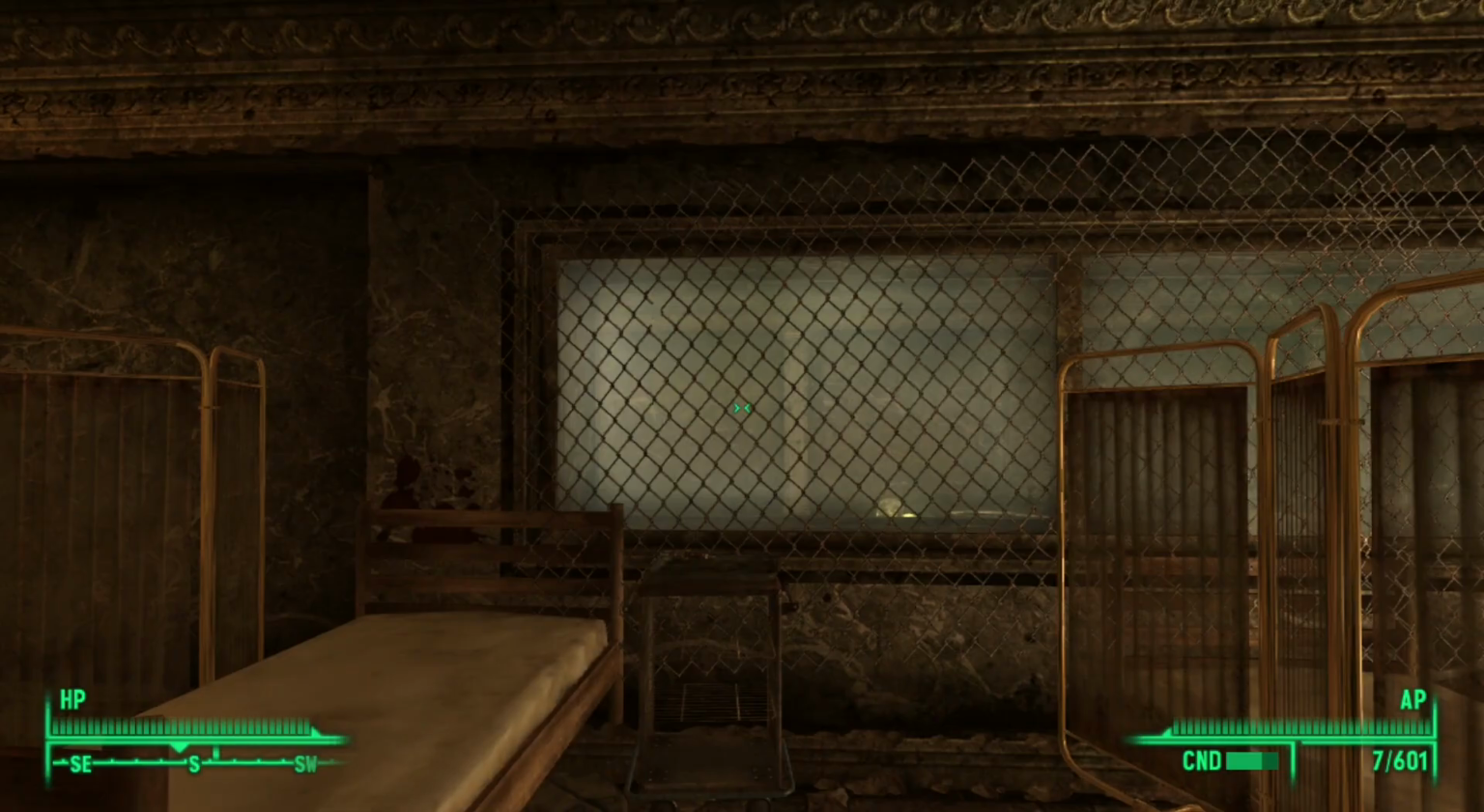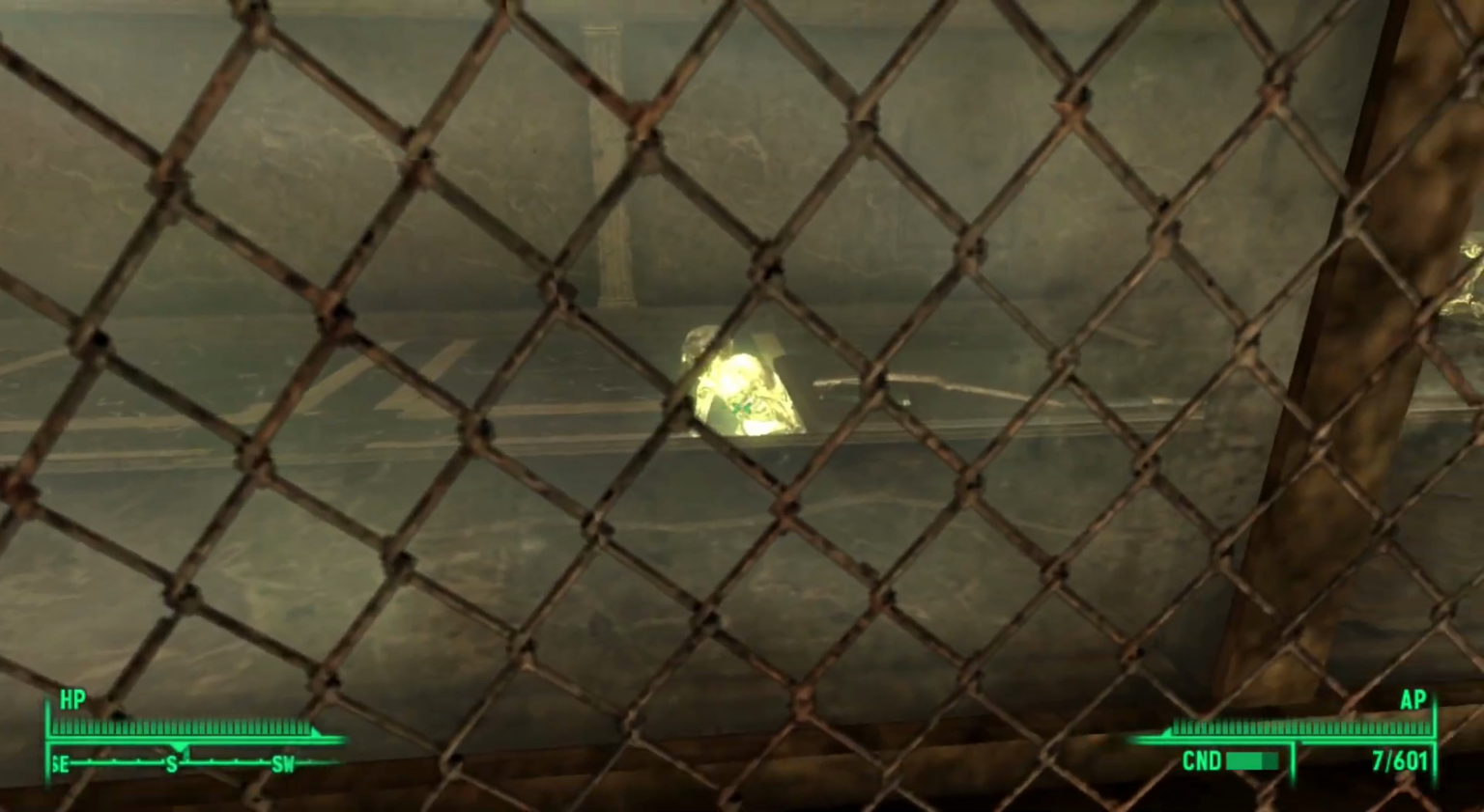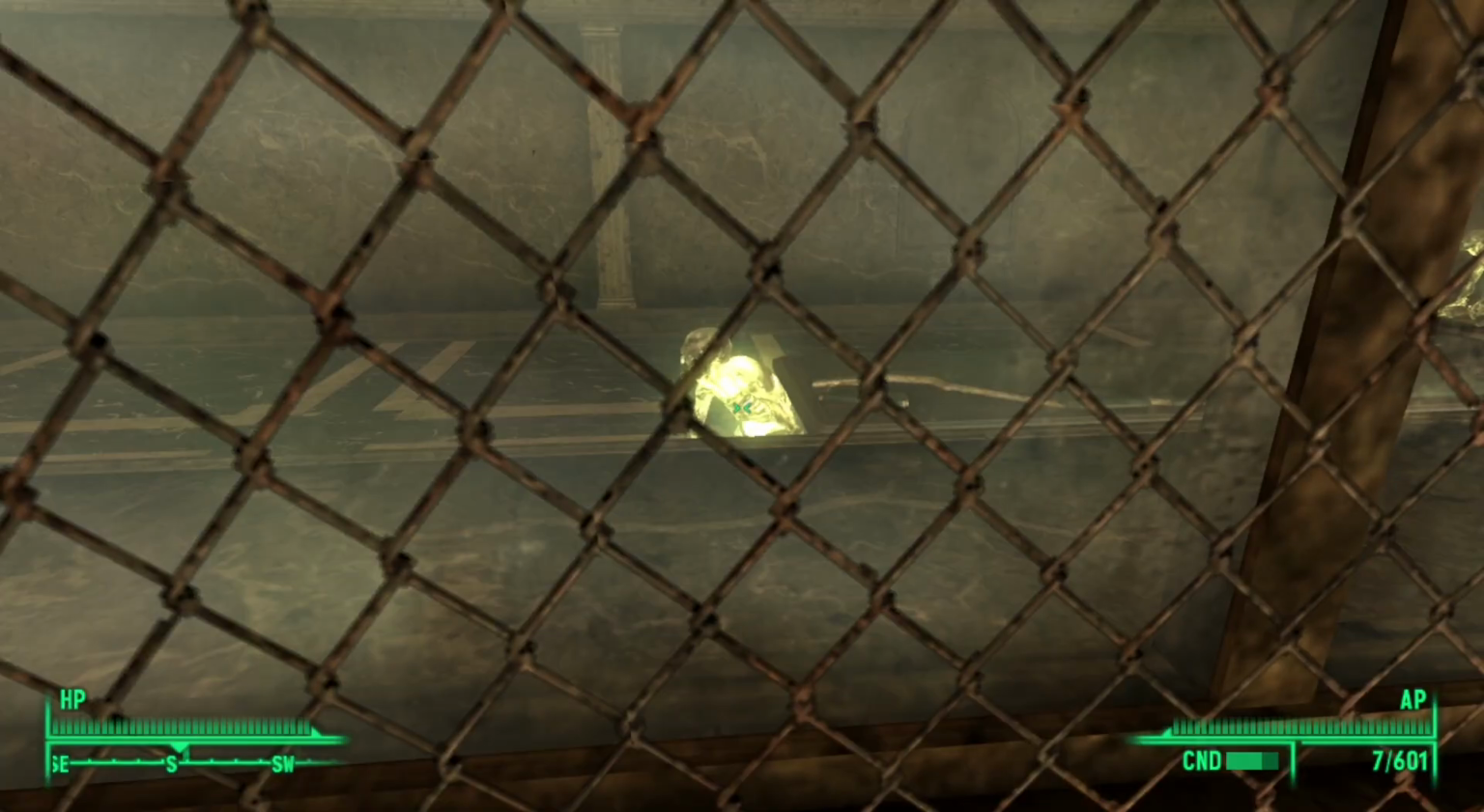Alkylating agents like mustard gas. So yeah, even if you survive a mustard gas attack, it could still be potentially really harmful. And of course, the one that we're the most interested in here is ionizing radiation.